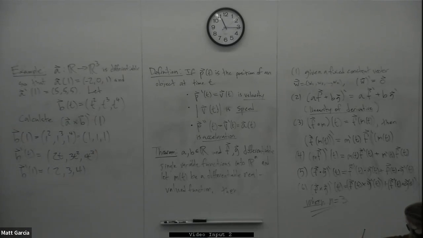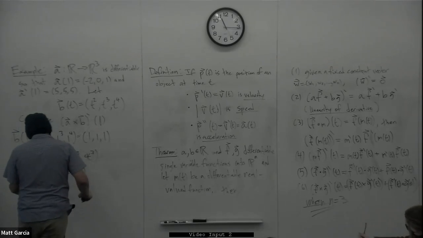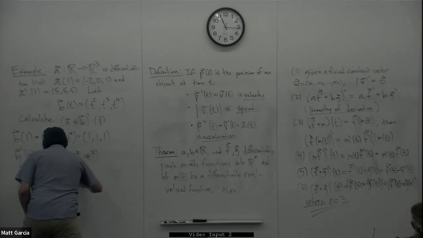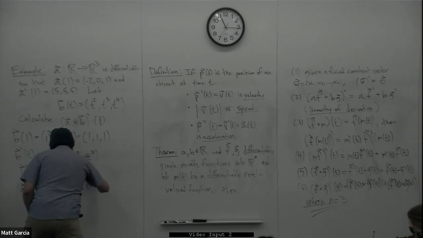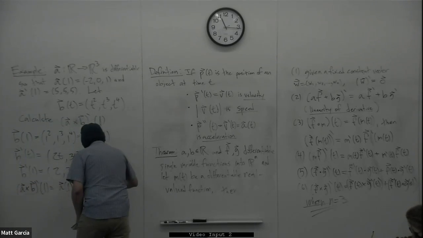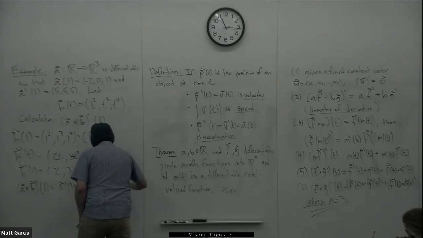Now we can just apply the product rule for the cross product. That is to say, a hat cross b hat prime evaluated at 1 is just a hat evaluated at 1 cross b hat prime evaluated at 1, plus a hat prime evaluated at 1 cross b hat evaluated at 1.